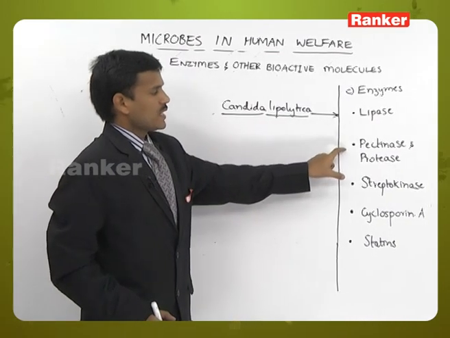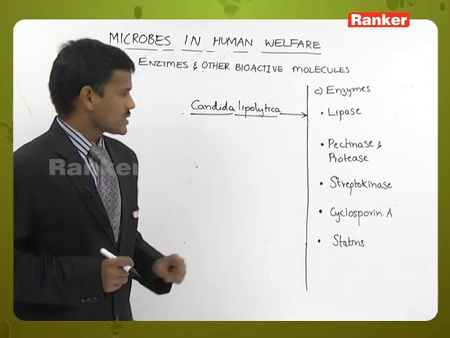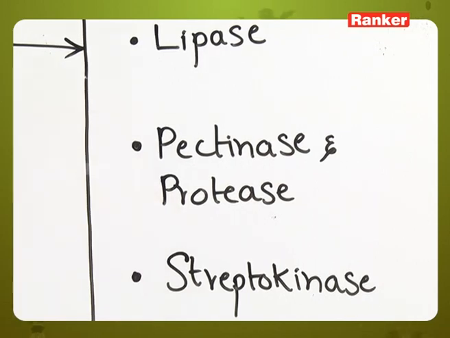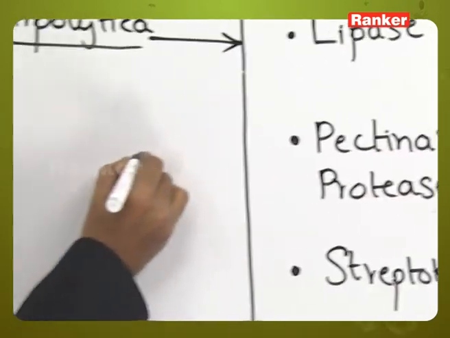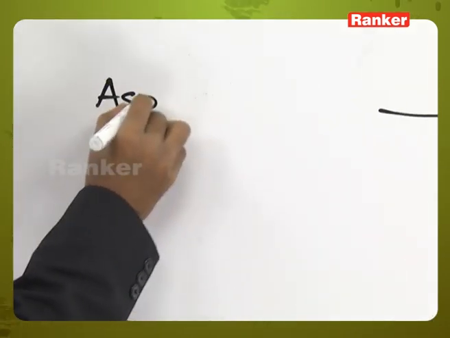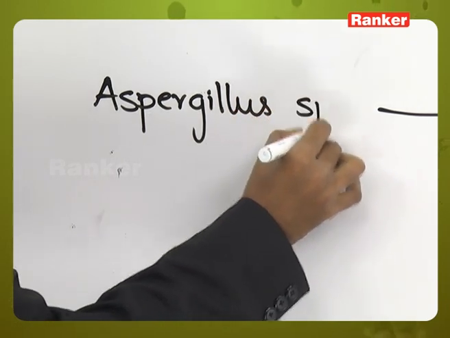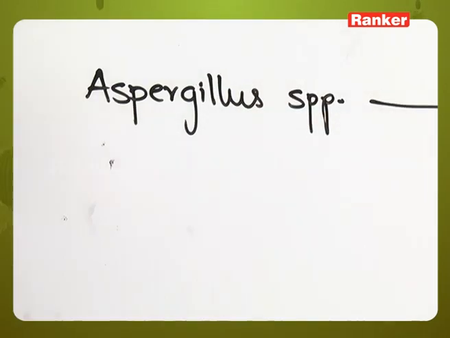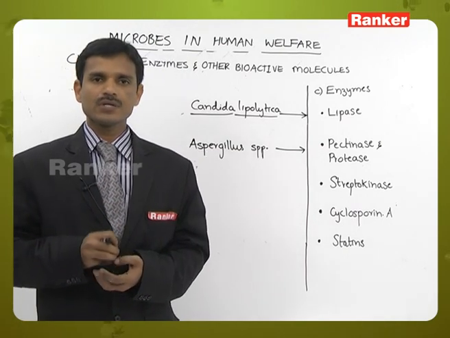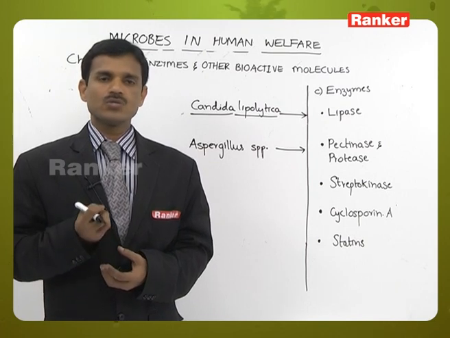Next one is pectinase and protease. Pectinase and protease are digesting the pectins and proteins. These are extracted from Aspergillus species. Pectinase and protease are generally used for the clarification of juices.